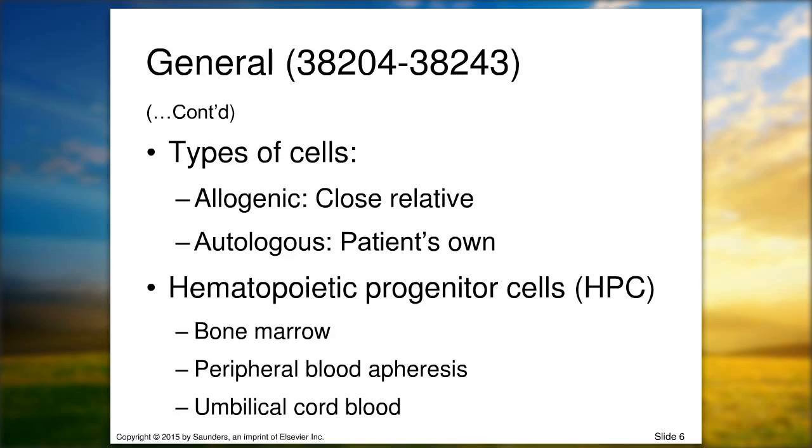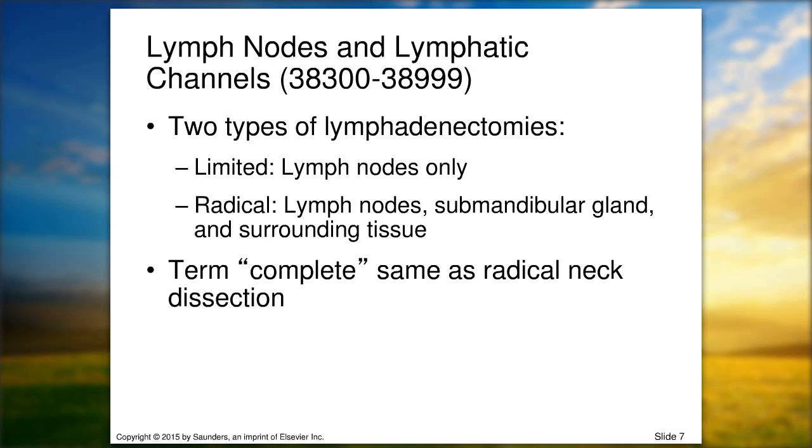What is the purpose of the lymphatic system? It is where we transport fluids, proteins, and fats through the lymphatic channels back to the bloodstream. A limited lymphadenectomy is reported with codes 38562 through 38564, and it consists of removal of only the lymph nodes. A radical lymphadenectomy is going to be reported with codes 38700 through 38780, and this involves removal of the lymph node glands and surrounding tissue.